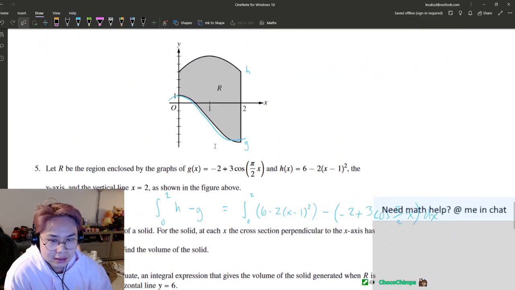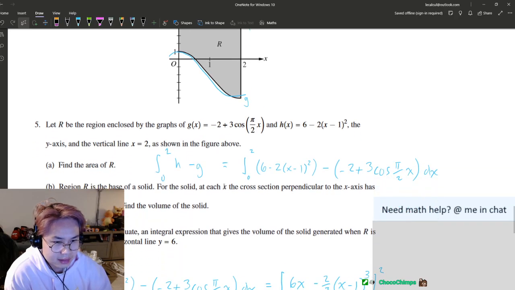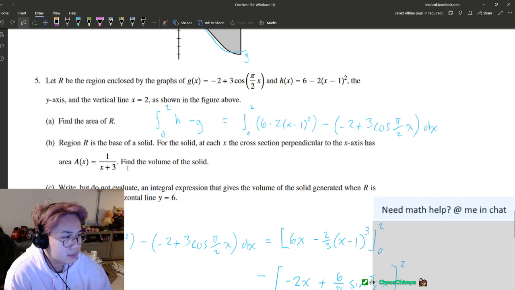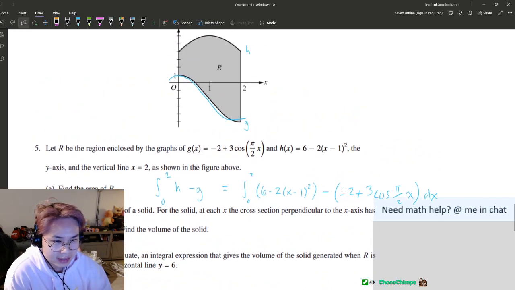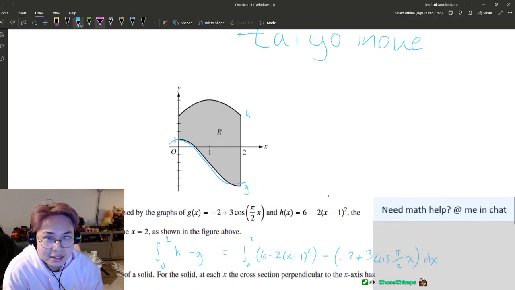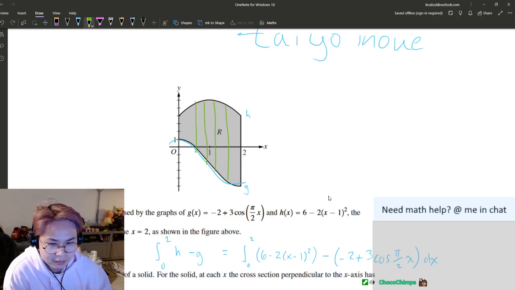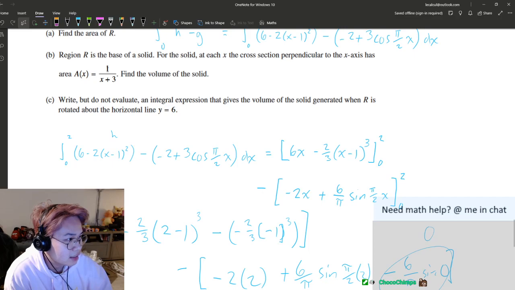So part B, let's see. This region is the base of a solid. And then for the solid, at each x, the cross-section perpendicular to the x-axis has this area. Find the volume. Hold on. For the solid, at each x, the cross-section perpendicular to the x-axis. So at every x, oh, so like we have obviously a 3D shape because we're talking about volume, I think. So each cross-section has this area. Then we need to find the volume.